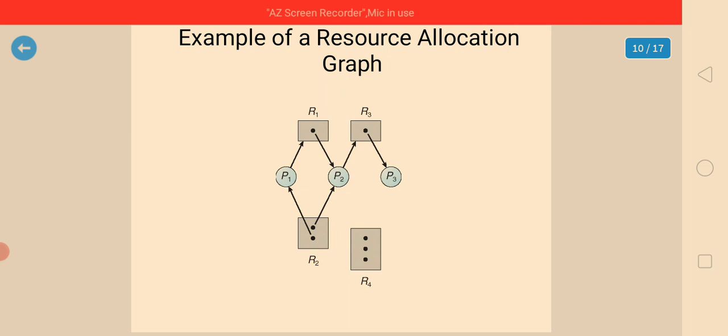So here is one example of a resource allocation graph. P1 is holding R1, but R2 is held by P1, and P2 is holding resource 1. Again, P2 is holding R3, resource 3, and resource 3 is held by process 3. So this is an example of a resource allocation graph.